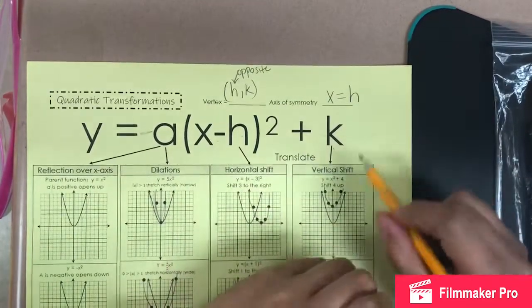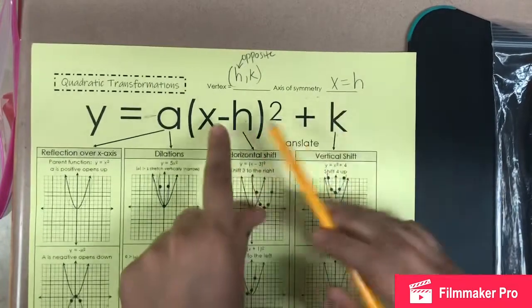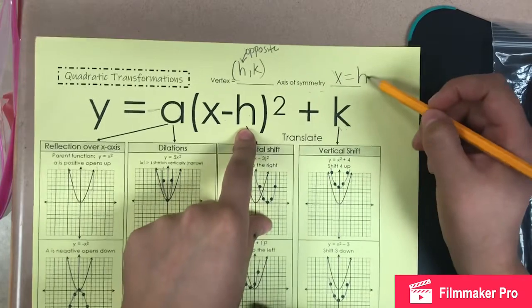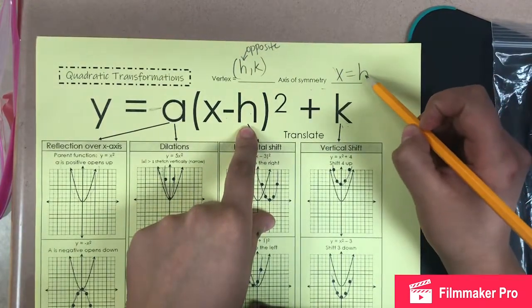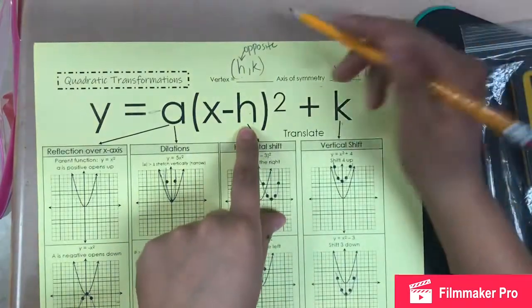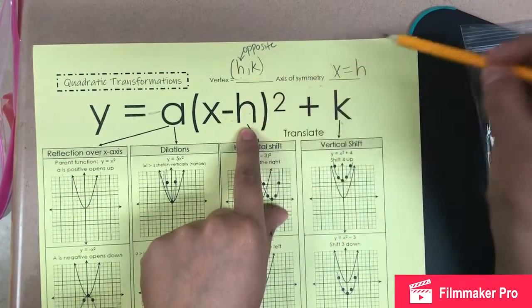And then lastly, we have the axis of symmetry, and the simplest way to find the axis of symmetry is this h value. So it's always x equals a number or a numerical value. But also, again, you have to keep in mind this h value, I have to think the opposite. So if it's -3, I got to think +3. If it's +6, I got to think it's -6.